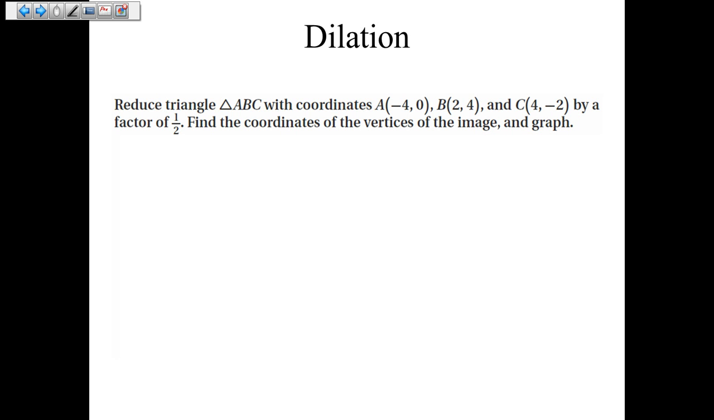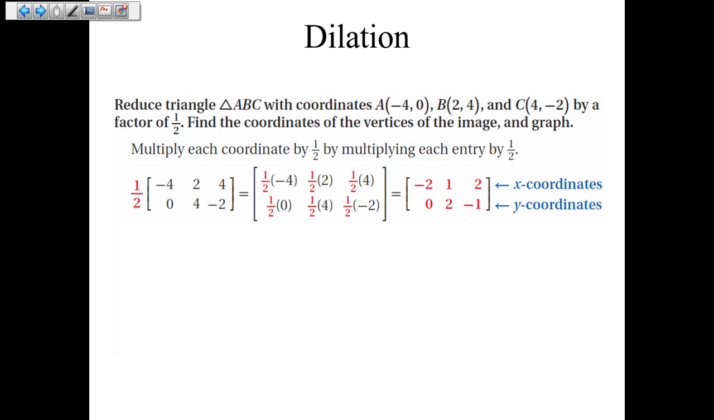They want us to find the coordinates of the vertices of the image, that's the new triangle, and they want us to graph it. So we're going to multiply each coordinate by 1/2. The way we're going to do that is by multiplying each entry in the matrix by 1/2. So this is a good use for scalar multiplication. Here we see the 1/2 out in front of the matrix, and we multiply all 6 numbers inside the matrix by that 1/2.